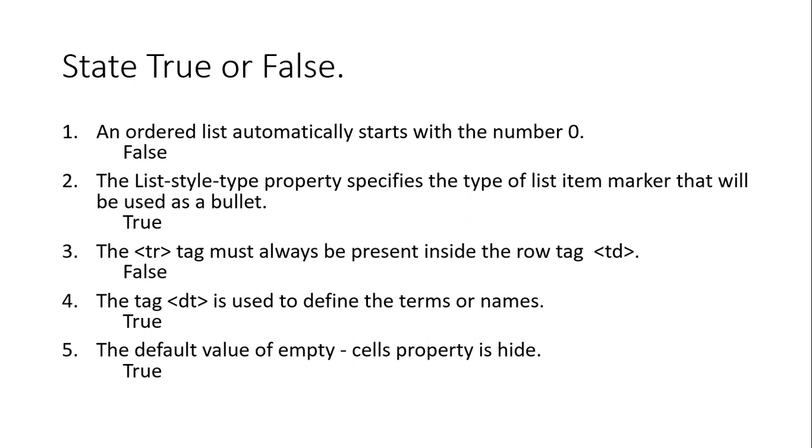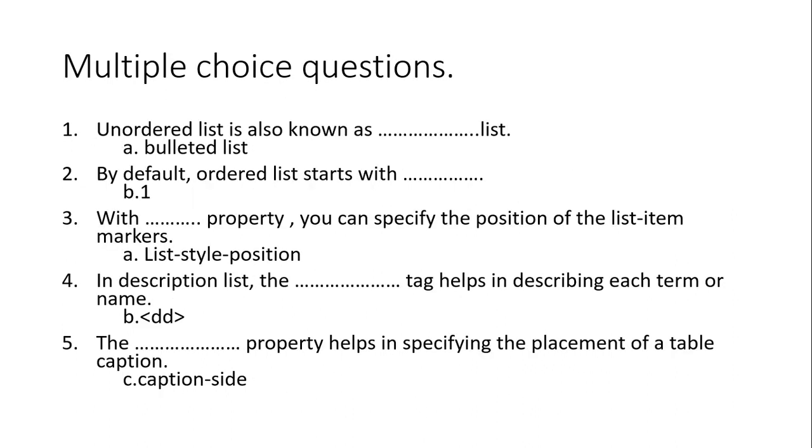The tag DT is used to define the term. True. We can define the term using the DT. The default value of the empty-cells property is hide. True. Now MCQ. Unordered list is also known as bulleted list.